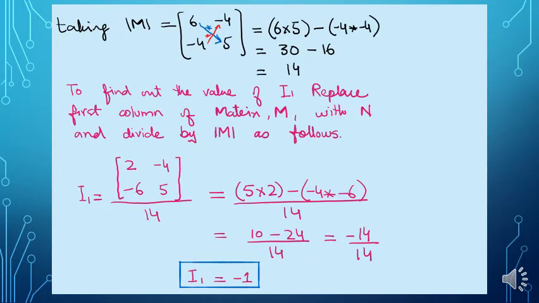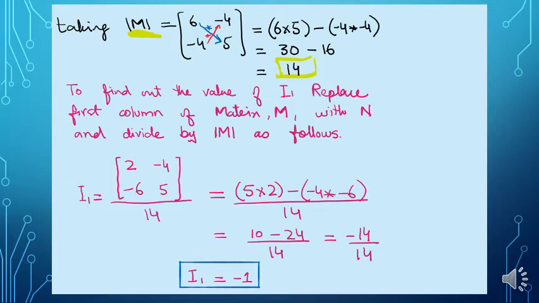Now, what are we going to do after making the matrix? We have to find the determinant of the initial matrix which was initially given. To find the determinant, we multiply 6 with 5 and minus 4 with minus 4 and subtract both of them. So we come to know that the determinant value is 14.